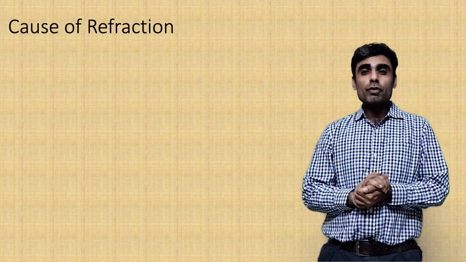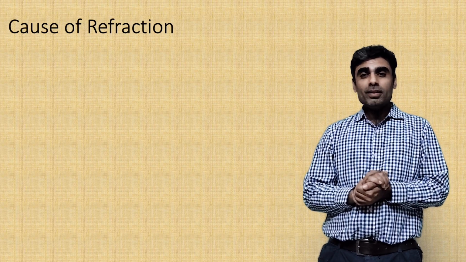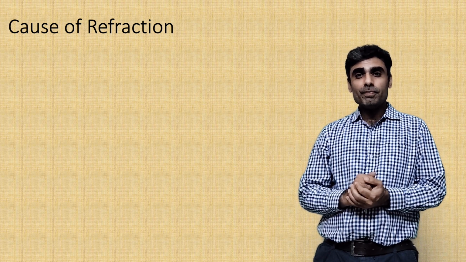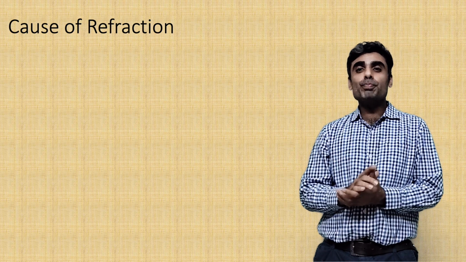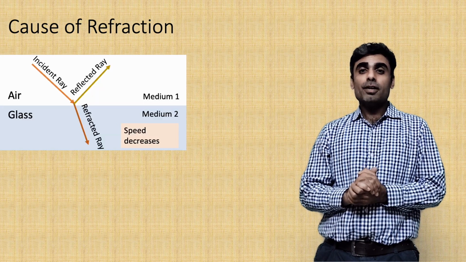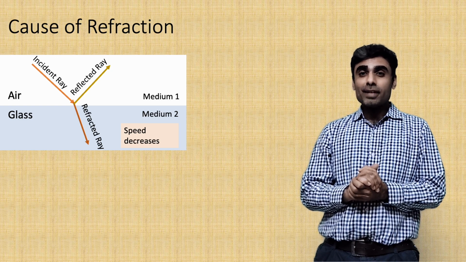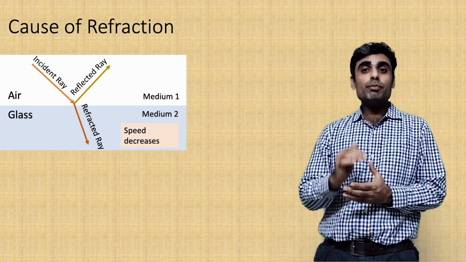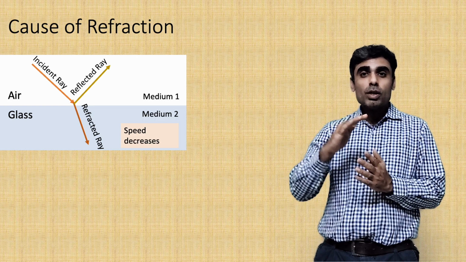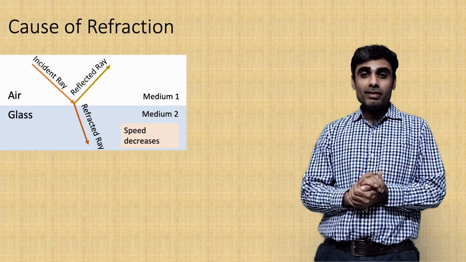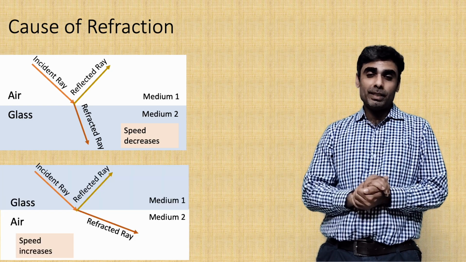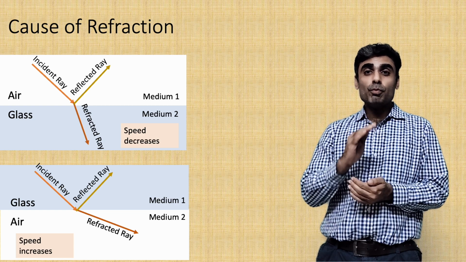What is the cause of refraction? When the light ray travels from one medium to another medium, there is a change in speed of light, and this causes refraction. We saw that when light travels from a rarer medium to a denser medium, the refracted ray moves towards the normal. And when the light ray travels from a denser medium to a rarer medium, the refracted ray moves away from the normal.